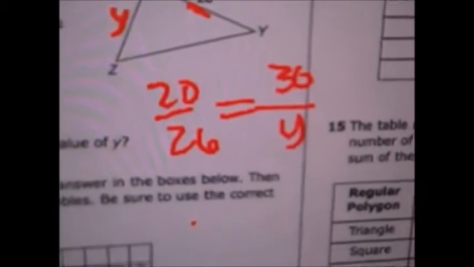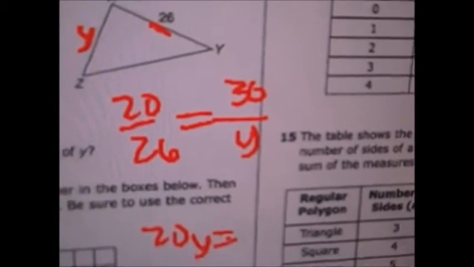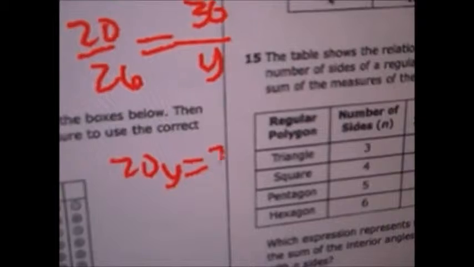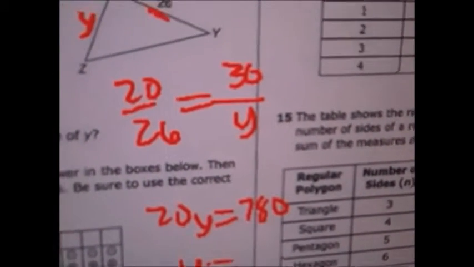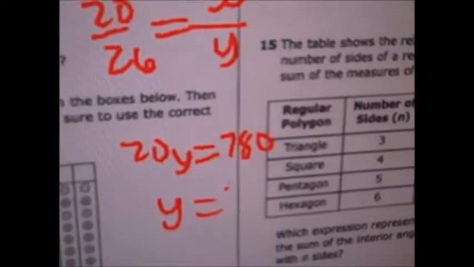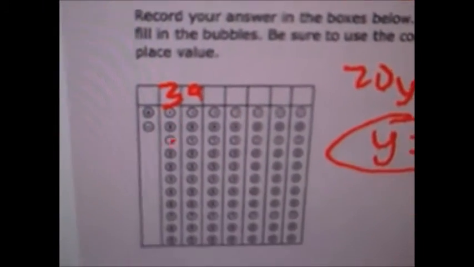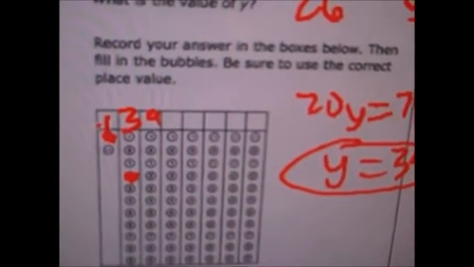And then cross multiply, 20Y equals 30 times 26, 780, and then divide by 20. Y equals 39. Okay. Bubble it in. It's a positive 39.